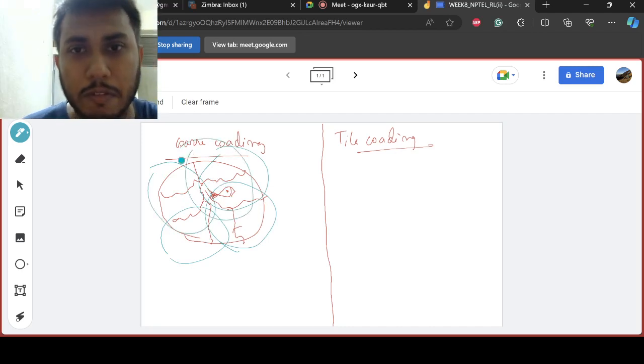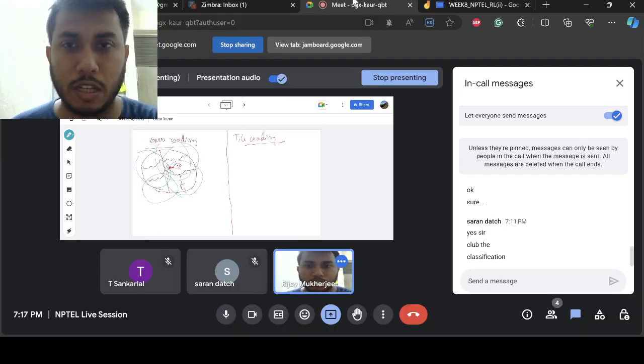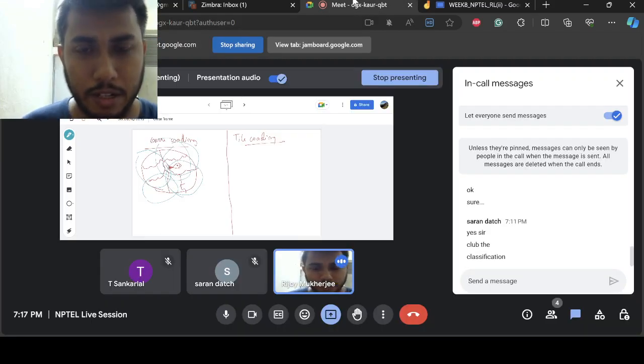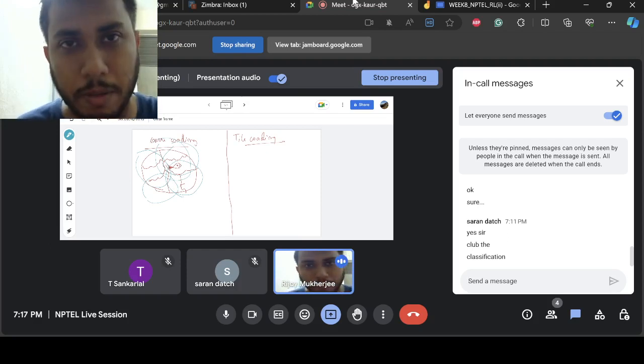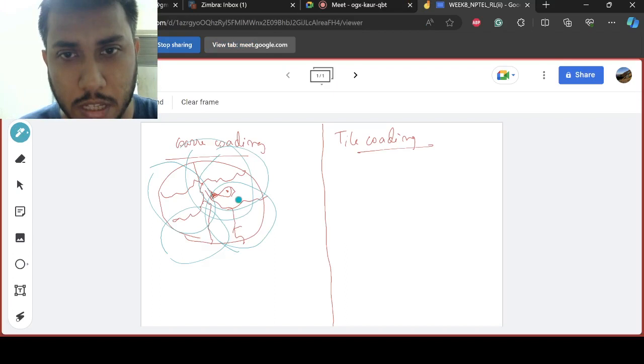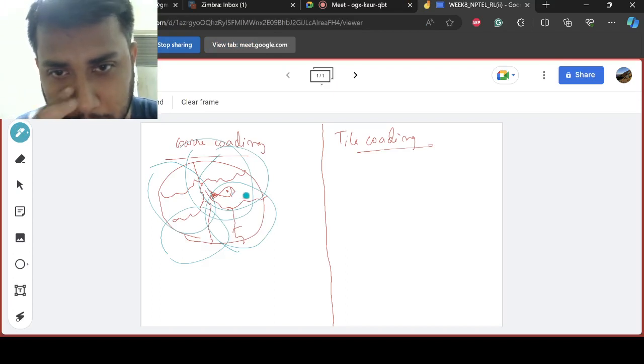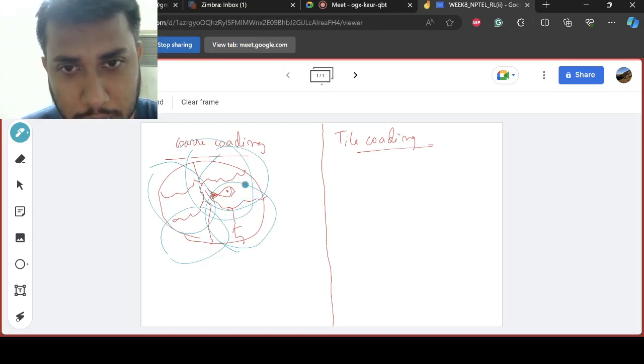Okay, so you have this kind of overlapping boundaries. So the fish at any point can be inside such overlapping boundaries. In this case, it is inside three overlapping boundaries. It is inside this, it is inside this, and it is inside this.